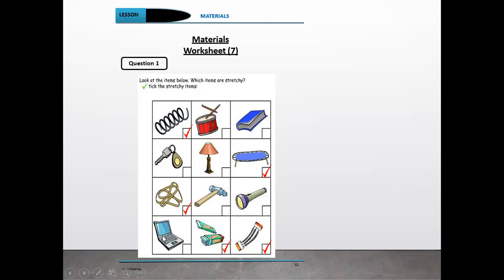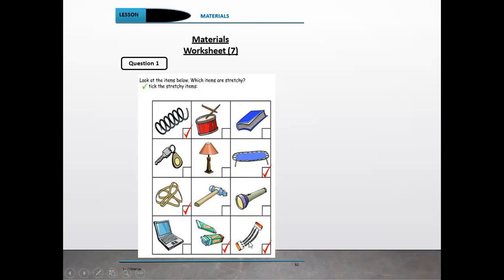What about the laptop? Also non-stretchy, so it's inelastic. What about the chewing gum? We solved it before. Stretchy, so it will be elastic. And the final thing is the thing which we play with in the gym. It is stretchy. It is elastic.